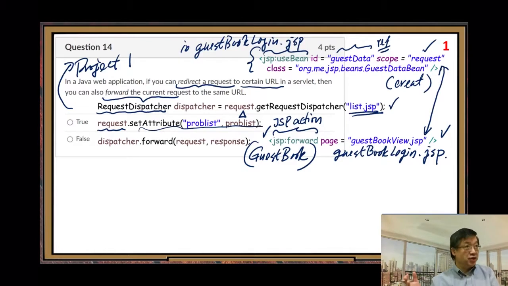So look at the situation. Similar, slightly different, but similar. We store something in the request scope. After that, we do forwarding. These two cases give us that arrangement. We observe that kind of arrangement. Now let me do the summary on the forwarding.